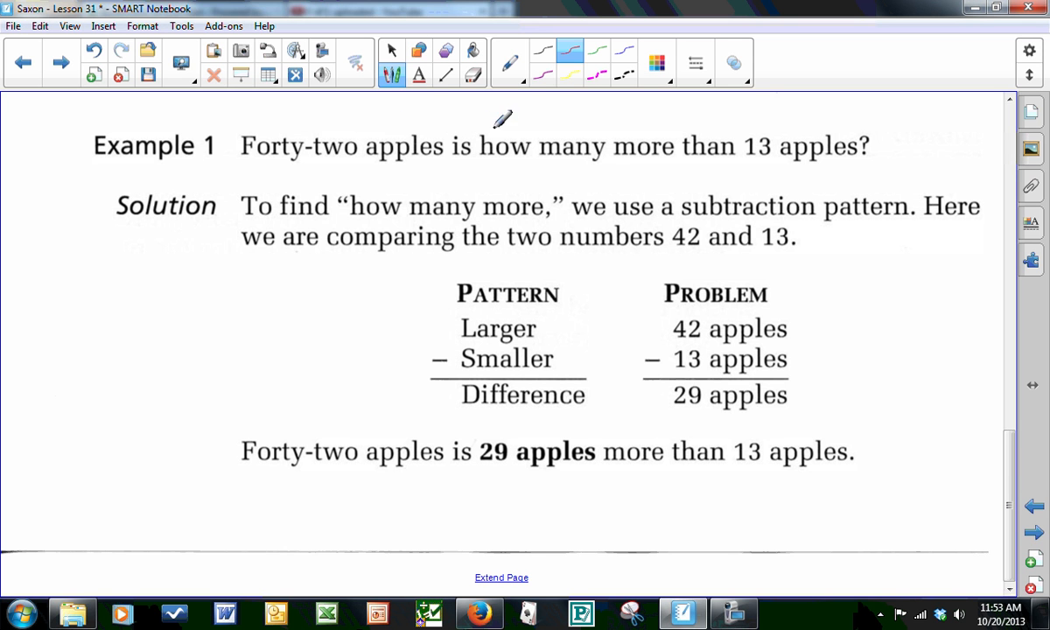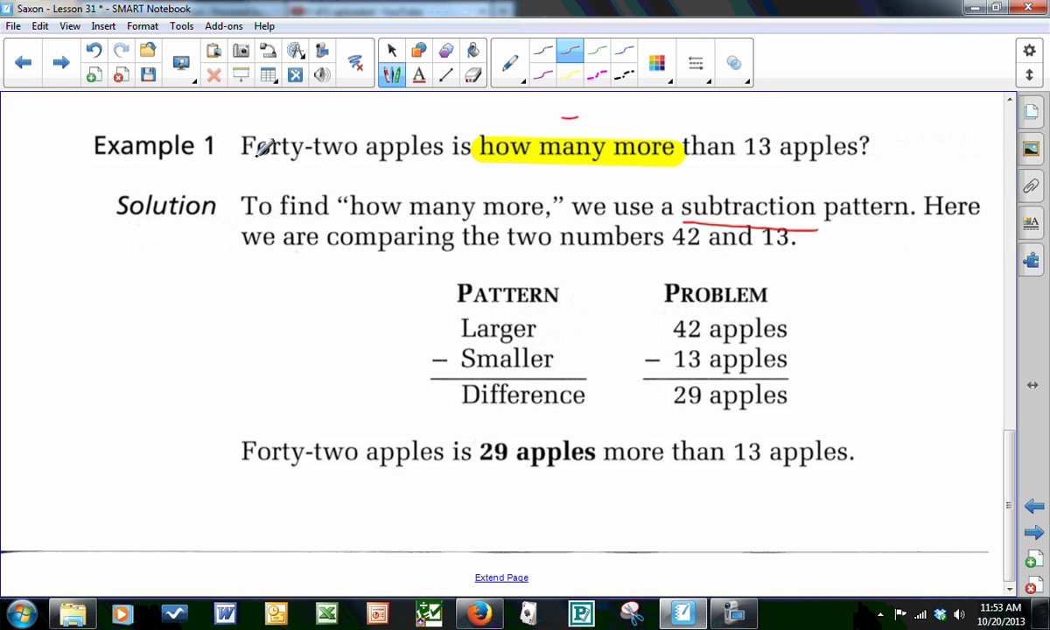First of all, I want to highlight this very important phrase, how many more? How many more is a subtraction pattern. Those three words are like a clue to you that in order to solve this problem, you're going to have to use a subtraction pattern. So now we're going to go back and look at the information that's given us. This clue in yellow tells us we're going to subtract. How many more means subtraction.